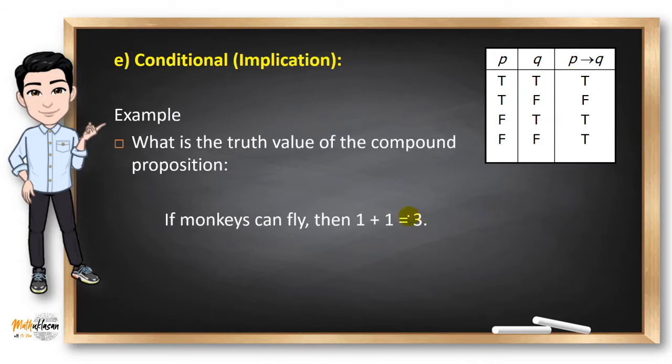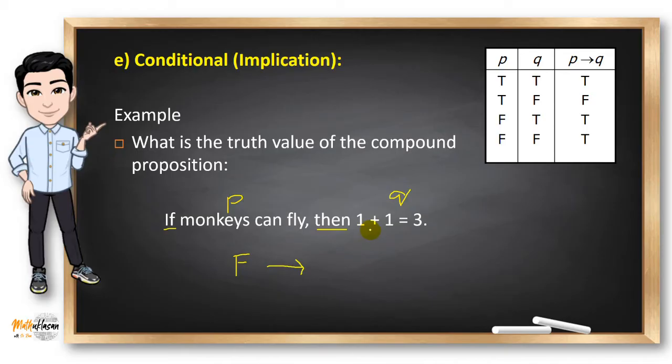For example, what is the truth value of the compound proposition if monkeys can fly, then 1 plus 1 equals 3? We all know that if we see if and then, this tells us that we have an implication or conditional statement. Now, if this is P and this proposition is Q, what is the truth value of monkeys can fly? We all know that monkeys cannot fly, so P is false.